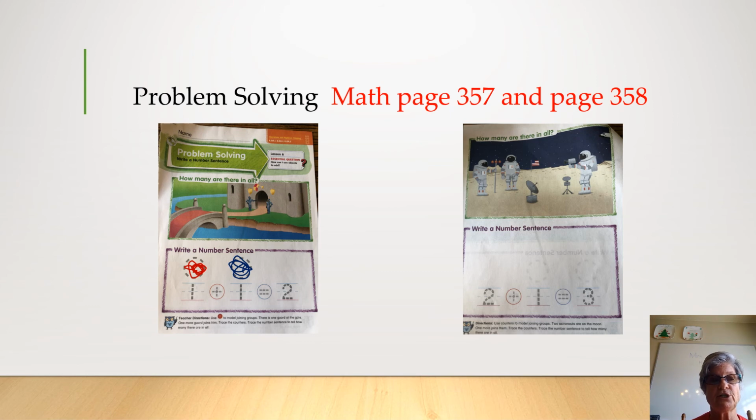Now in the picture you had 1 knight plus 1 knight equals 2. And instead of drawing pictures of knights there below, we drew pictures of circles. So we did 1 circle plus 1 circle equals 2. We made the same story, but just using circles instead of knights. Now look at the next page, which is page 358.